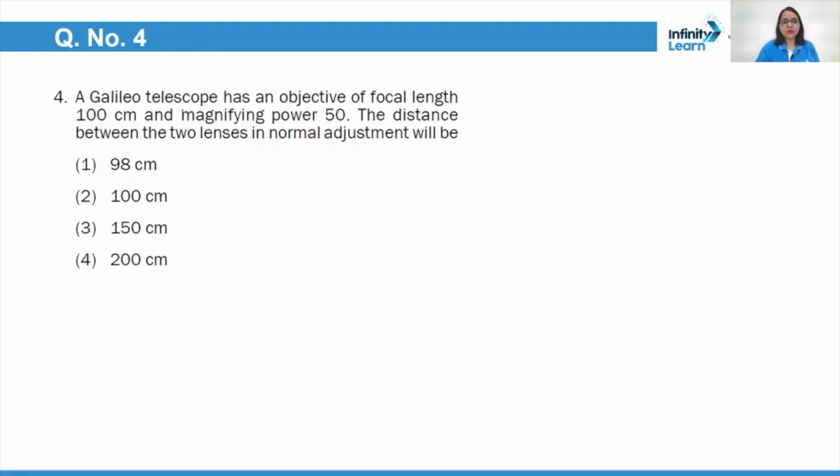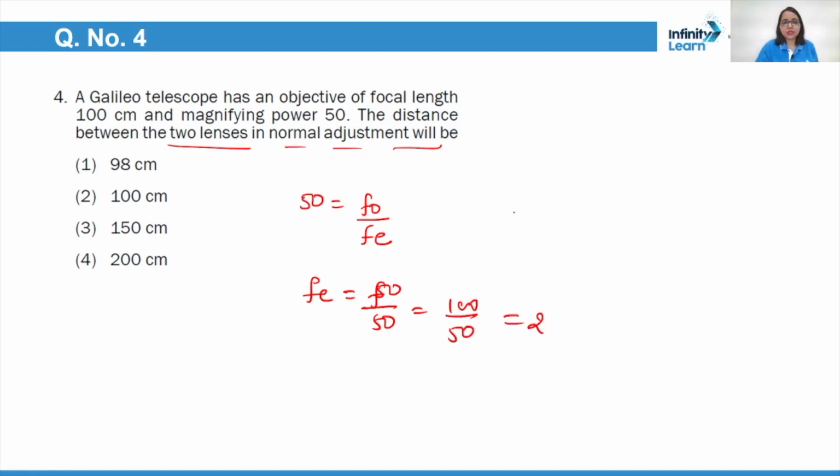Question number 4. A Galilean telescope has an objective of focal length 100 centimeter and magnifying power 50. The distance between the two lenses in normal adjustment will be? So when normal adjustment is there, the image will be at infinity, right? So in this case, magnifying power 50 is fo upon fe, and fe will be fo upon 50. fo is 100 divided by 50, so it is 2. And the length of the telescope is fo minus fe, that is equal to 100 minus 2, that is 98 centimeter. So the correct answer is option 1.